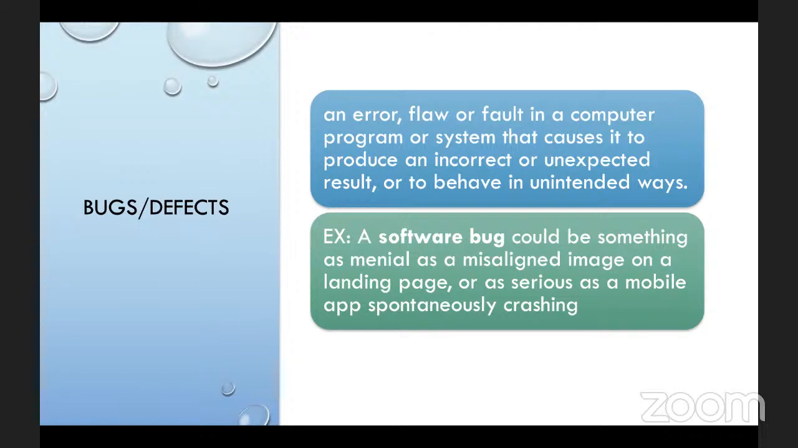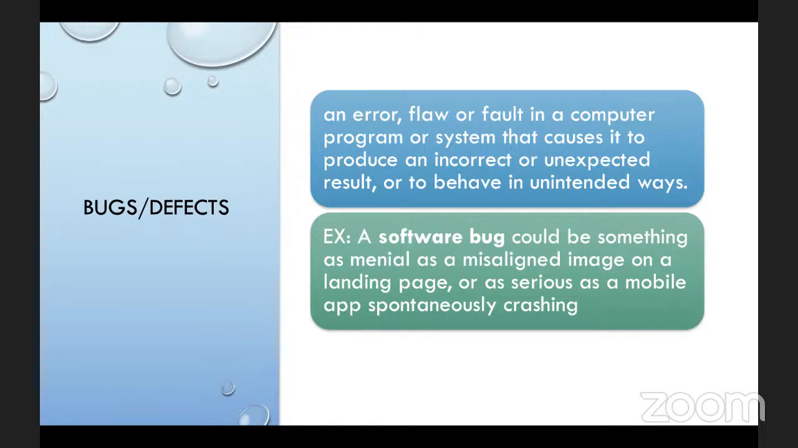It's a fault, it's a flaw, that's not what we're expecting from this application. So if we see something that is not expected, that is a bug. If you look at an application and it's not behaving as expected, you know that's a bug. If something is not opening properly, or there's a weird behavior on the platform, that's a bug, right? So a software bug could be something as menial as a misaligned image on a landing page, right? So don't take small things for granted, right?